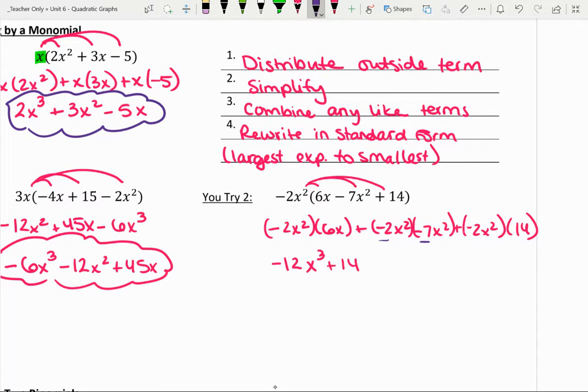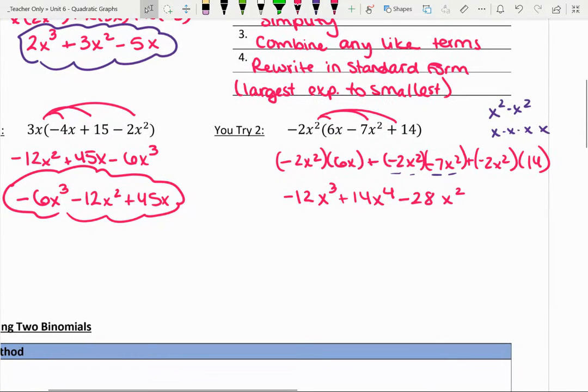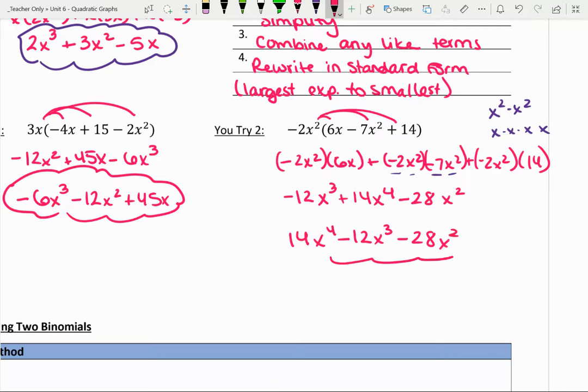And then x squared and x squared. So x squared times x squared is really x times x times x times x, which is x to the power of 4. And then in our last term, negative 2 times 14, that would be negative 28. And then x squared is just x squared there. So we rewrite that. Again, there's no like terms to combine, so we don't have to worry about that. And we just rewrite it, starting with that x to the power of 4. So 14x to the power of 4 minus 12x to the power of 3 minus 28x squared.